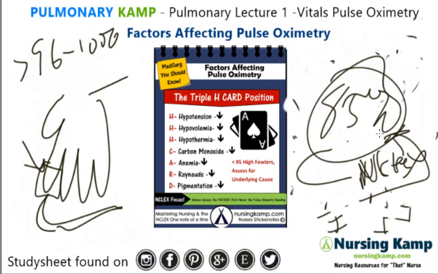Well, that about does it. That's my first pulmonary lecture, just kind of covering pulse oximetry. We know we do vital signs and we look at that pulse oximetry, but there are some factors that could affect a low pulse ox.